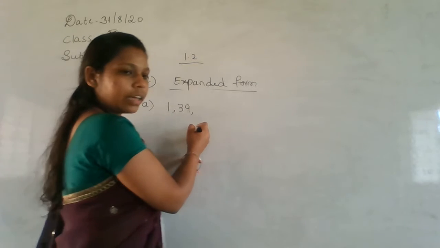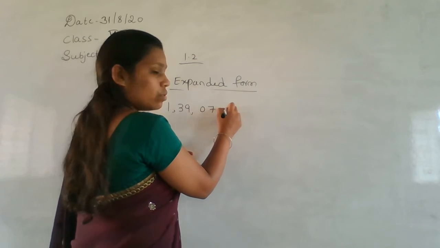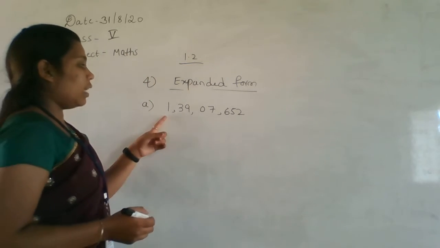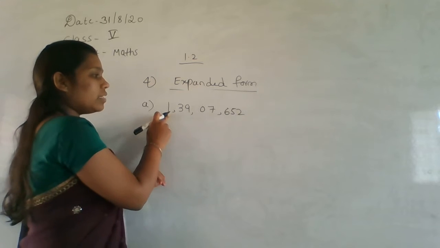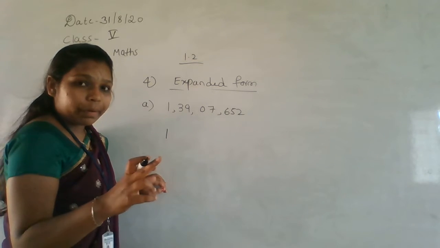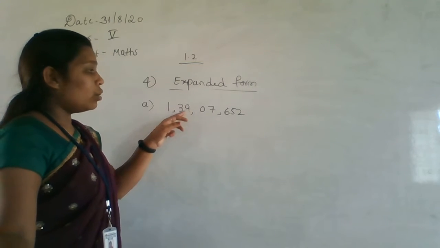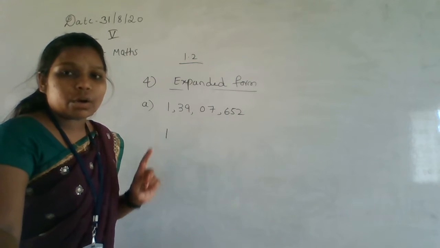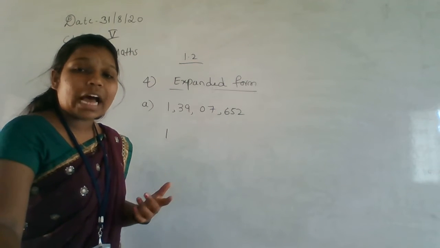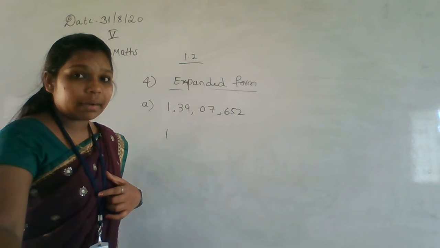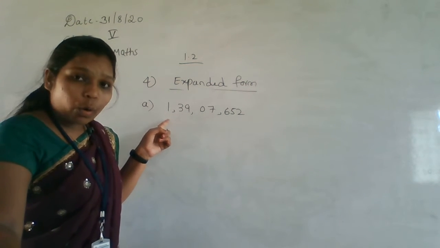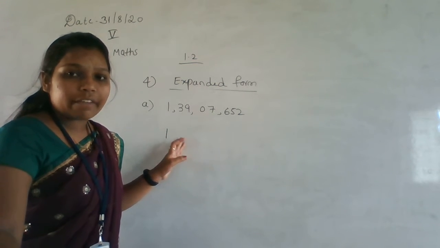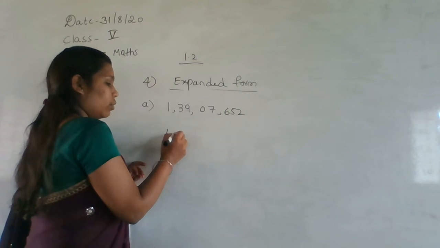1 crore 39 lakh 7,652. So how to write the expanded form? See, here 1 is there. In which place is the 1? It is in the crore place. So how many zeros does crore have? 7 zeros. Crore has 7 zeros, 10 crore has 8 zeros. Please keep that in mind. So here 1 is 1 crore, so we have to put how many zeros? 7 zeros, because crore has 7 zeros. So write 7 zeros here.